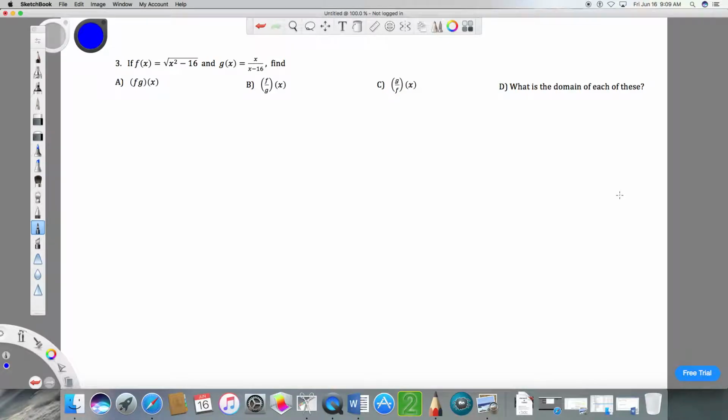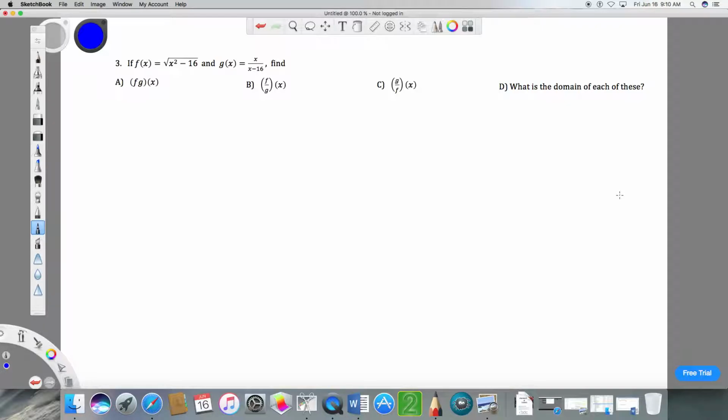Let's take a look at this problem. We've got two functions f and g, and they're asking us in parts a, b, and c to build new functions. In part a by taking the product of f and g, and in parts b and c by taking the quotient of f and g. And then once that is done, in part d, they're asking us to identify the domain of each one of these. So we'll find the domain as we go along.